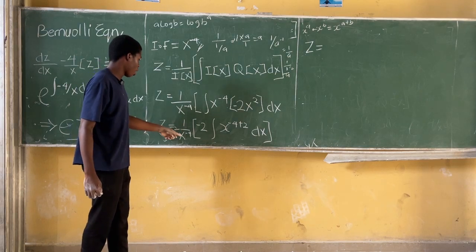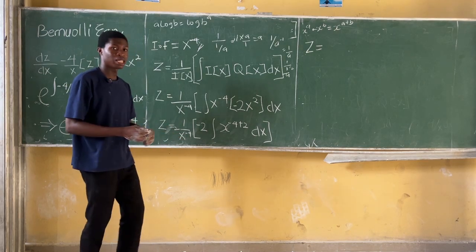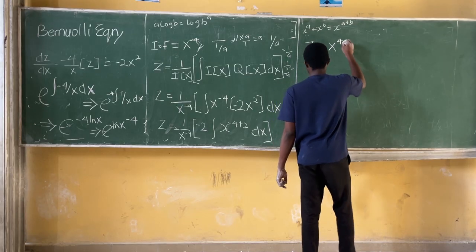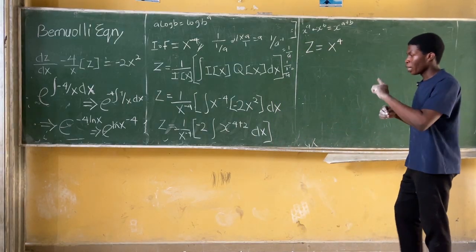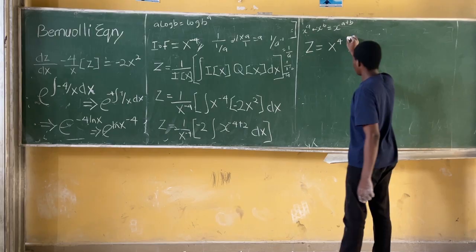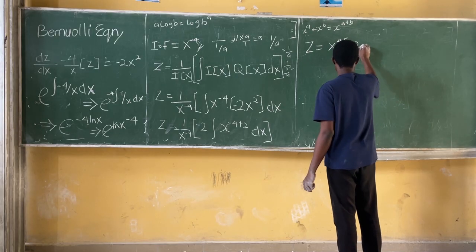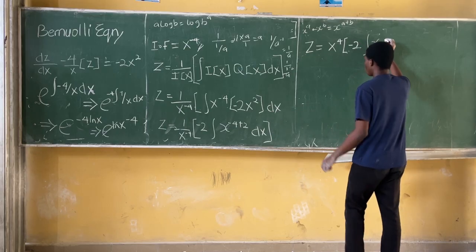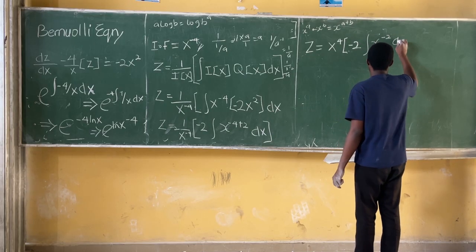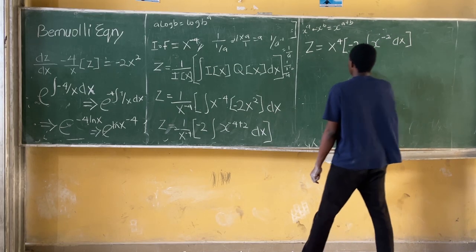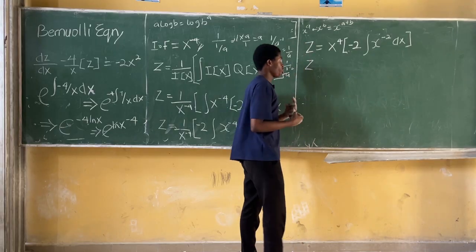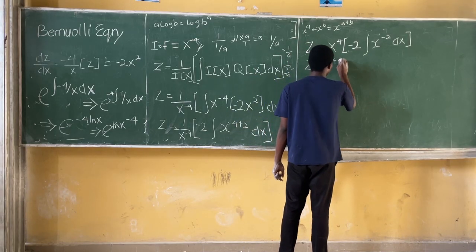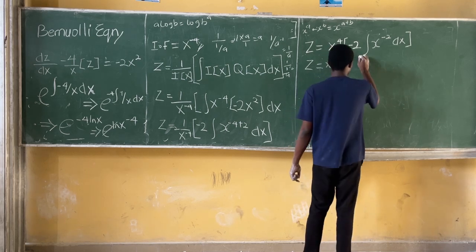So this 1 over x raised to power minus 4 is the same thing as x raised to power 4. It's going to inverse and the minus sign will go away. So this minus 2 integral of x raised to power minus 2 dx. So this is z. From this point, we are going to be simplifying it. This is x raised to power 4 minus 2.